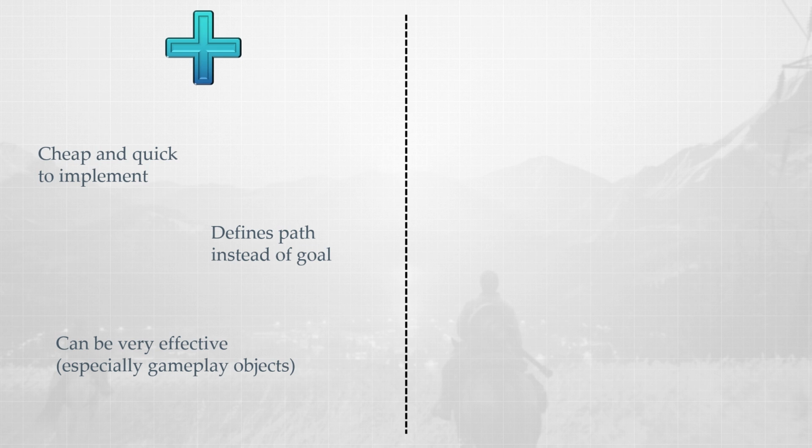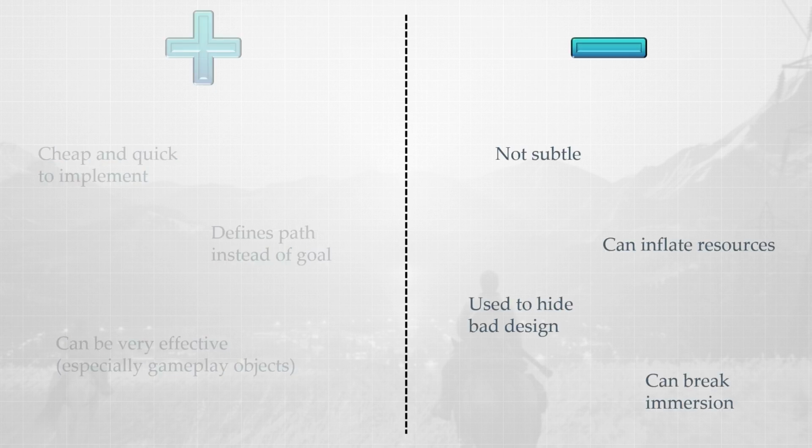Also, breadcrumbs can be incredibly effective, and especially if you do it with gameplay objects that have some kind of meaning for the player, like pickups. On the negative side, breadcrumbs can be quite direct, so it's not that subtle when you follow a trail of coins that leads you somewhere in the Mario games. And when done with gameplay elements, it can even inflate your in-game resources. So just think about Mario again, where you have these coins placed everywhere to guide the player, and that means that the world is obviously full of coins and a single coin isn't worth much anymore.